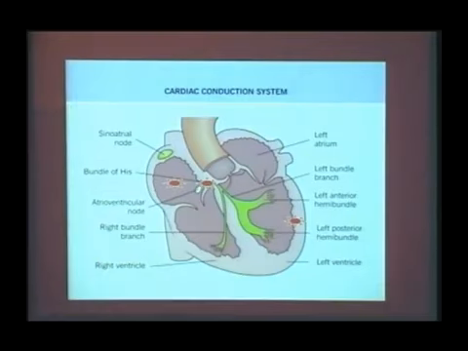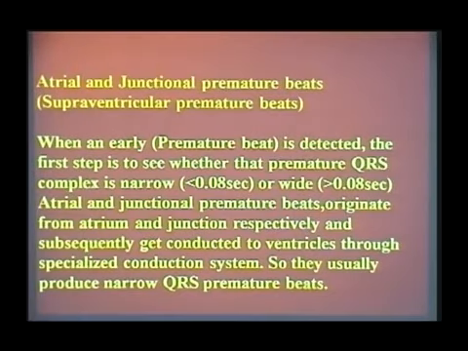Whereas a beat arising from here, a ventricular focus, has got no access to the conduction system, so it has to travel through the muscle to depolarize the other areas. Because it is traveling through the muscle, this beat will have what QRS? It will have a wide QRS. So whenever your ventricular premature beat has got a wide QRS, it may be arising from the ventricle. Whenever your premature beat has got a narrow QRS, it is arising from a supraventricular focus. So the QRS duration is 0.08 to 0.12 second.